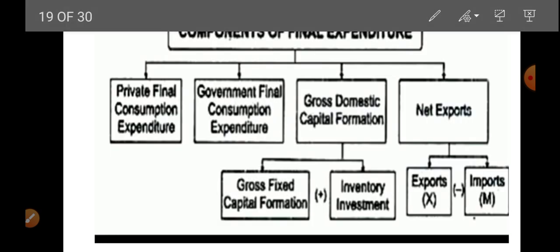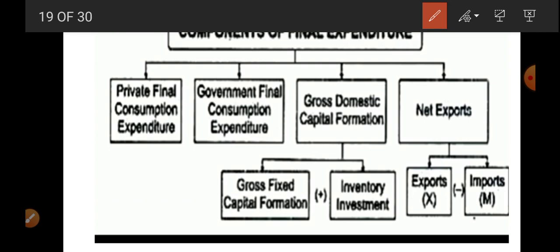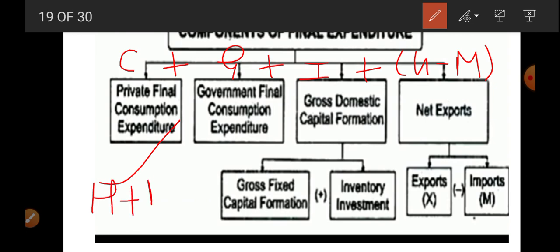Okay, now components of final expenditure. So whenever we are using the expenditure method, we are going to add C plus G plus I plus X minus M. So C, that is private final consumption expenditure, it is done by household and non-profit institutions. Okay, it includes religious places, NGOs, orphan houses. Okay, household means all the family.